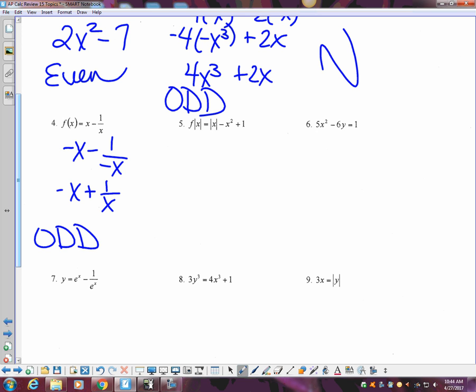Okay. What about number 5? Throw a negative into the absolute value. This would stay the same. Plug a negative into your x squared. It stays the same. And is anything going to change that 1? So he is even, because nothing changed.